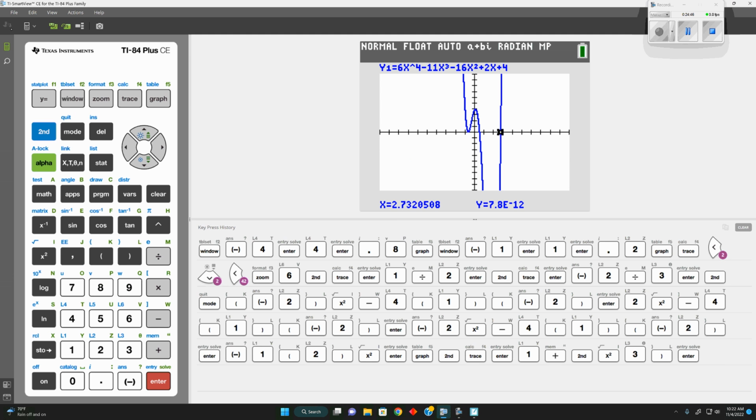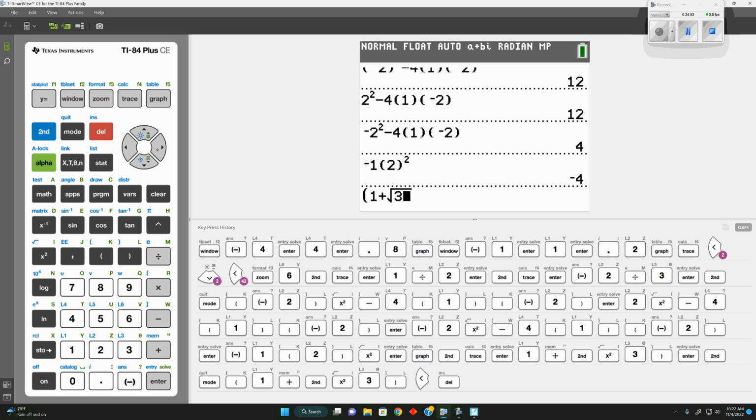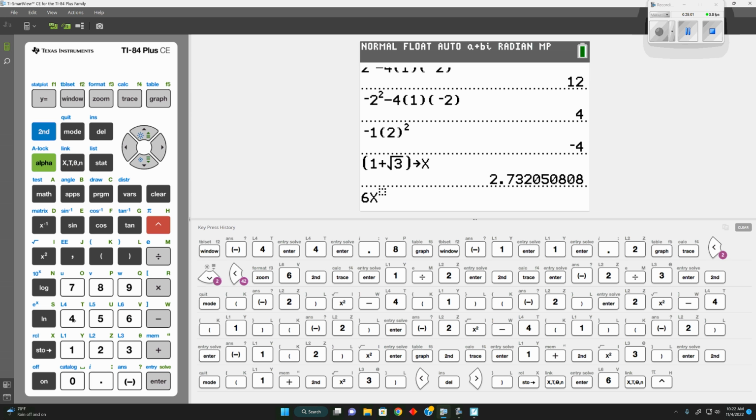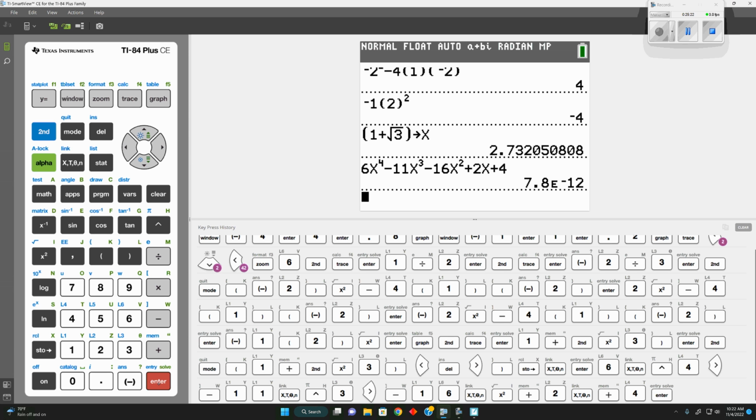Okay. So 1 plus second square root of 3, store x. So our function was 6x to the 4th, was it minus 11x to the third, then what was our next number? x squared plus 4. And we get that essentially 0.